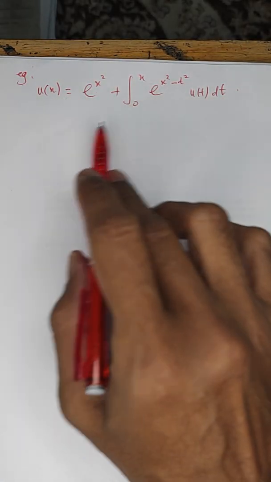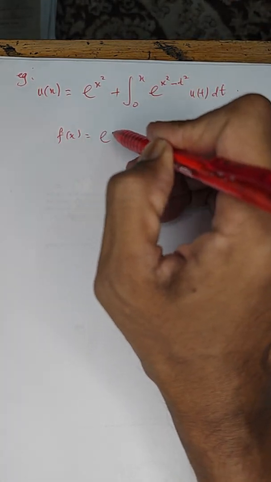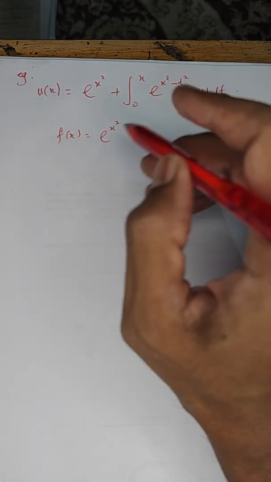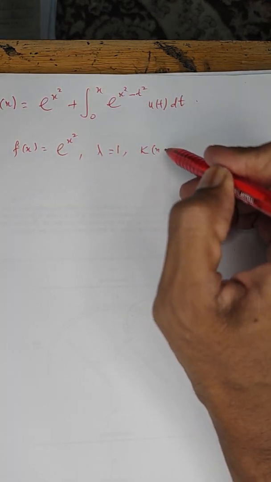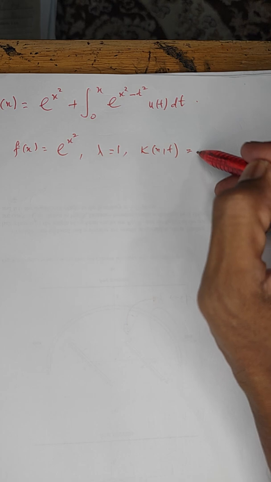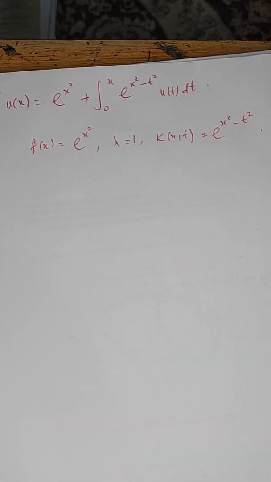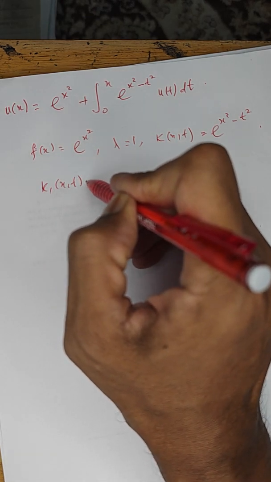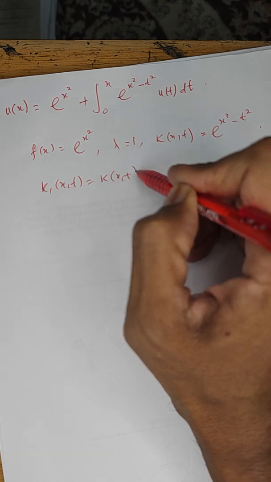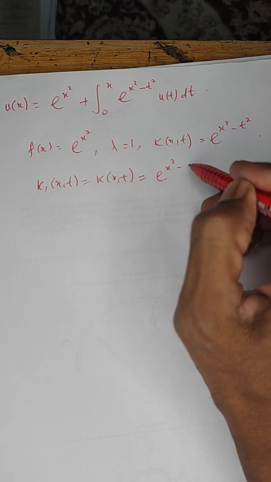For this equation, if we compare that with the general terms, we have f(x) equal to e^(x^2). We have lambda equal to 1. We have the kernel K, which is e^(x^2 - t^2). Then we use the iterated kernel. The iterated kernel says K1(x,t) is equal to e^(x^2 - t^2). Let me just keep on writing this so that we can memorize.